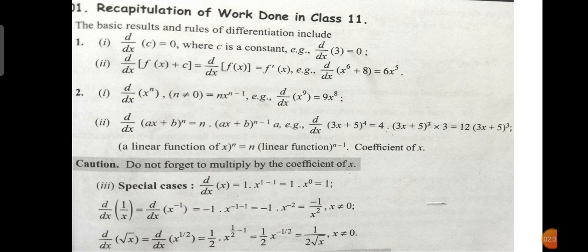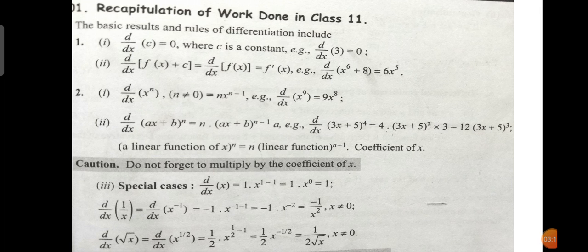And the general form is given next. d by dx of x raised to n is n x raised to n minus 1. And d by dx of (ax plus b) the whole raised to n is n into (ax plus b) the whole raised to n minus 1 into a. You have studied all these in plus 1, so you must know this. For a linear function of x raised to n, it is n into that linear function raised to n minus 1, multiplied by the coefficient of x.